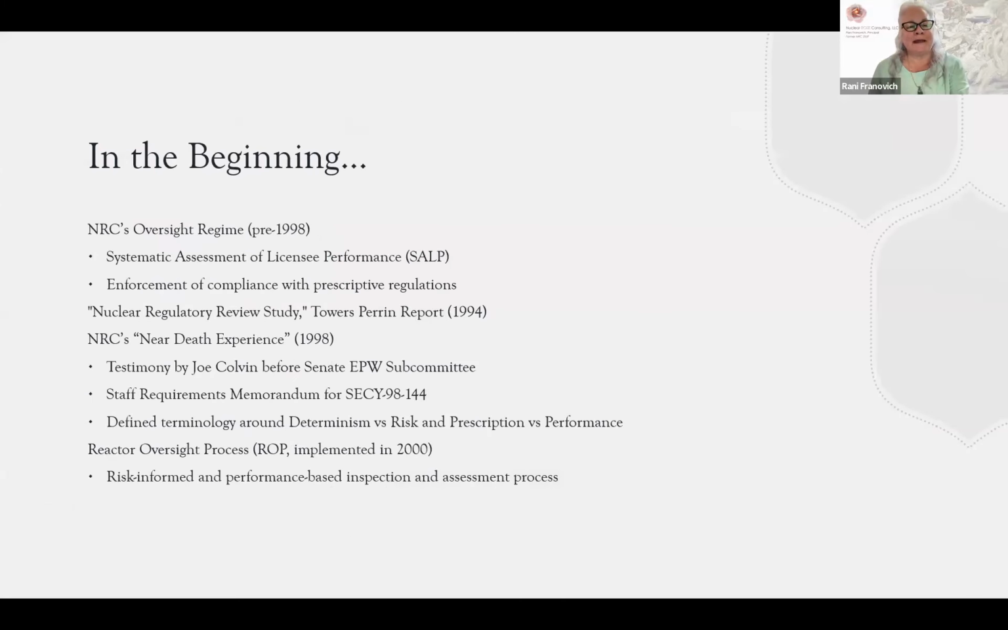Okay, so in the beginning, when I first joined the NRC in 1991, the regulatory approach was to enforce compliance with requirements. The NRC's systematic assessment of licensee performance applied this approach, which in turn translated to high operating and maintenance costs, often without a commensurate improvement in safety. In 1994, Towers Perrin, an independent management consulting firm, uncovered chronic and persistent problems with the NRC's management of the regulatory process, specifically NRC's focus on enforcement of compliance with prescriptive deterministic regulations. The firm claimed this distracted attention and diverted resources from operational safety.